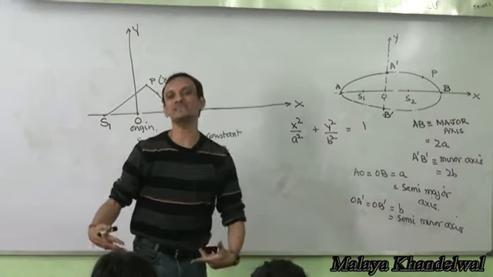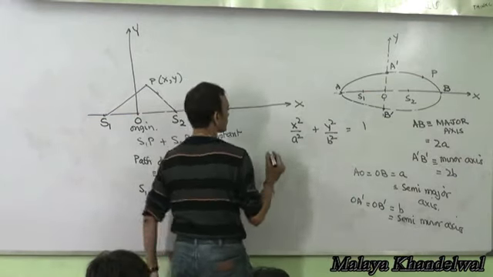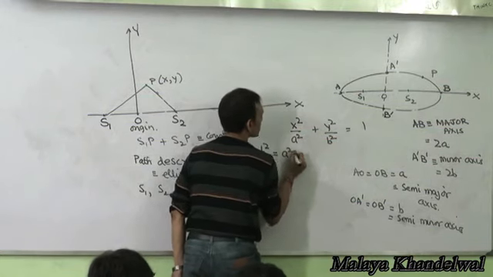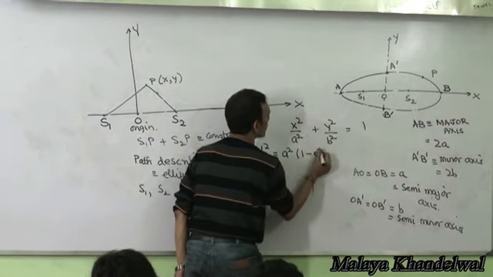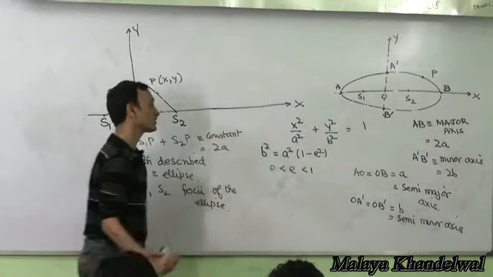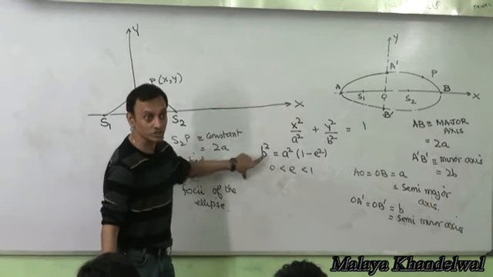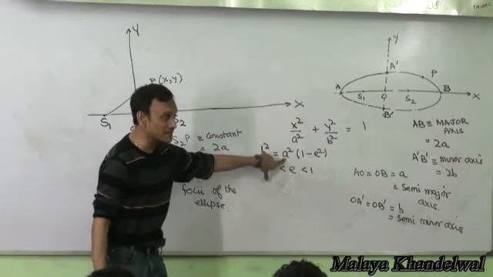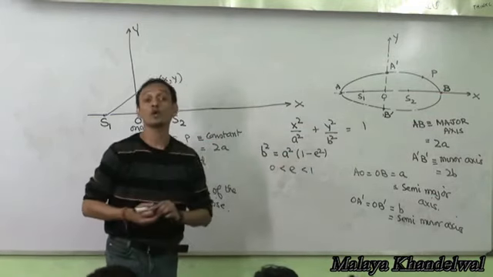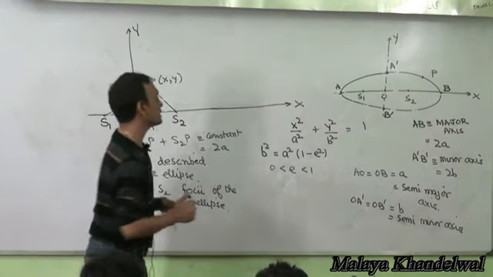The relationship between B and A is given as B squared is A squared into 1 minus E squared, where E is a certain number lying between 0 and 1. The relationship between the semi-minor axis and the semi-major axis is given by B squared is A squared into 1 minus E squared, where E is a property of the ellipse called the eccentricity of the ellipse.